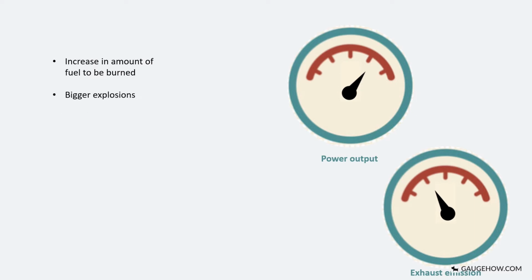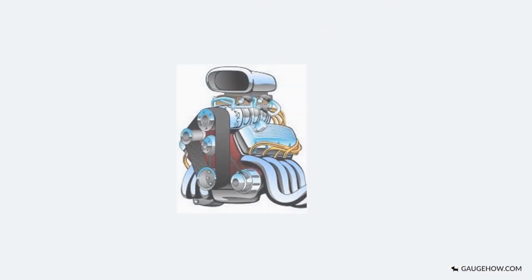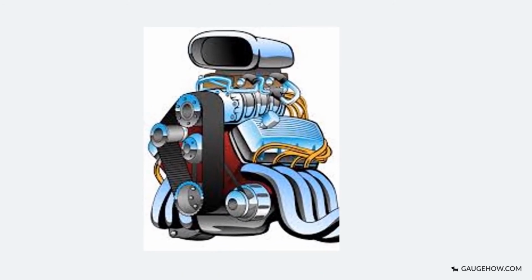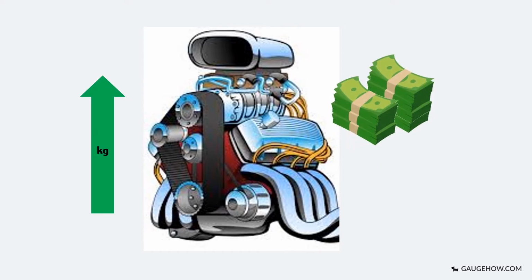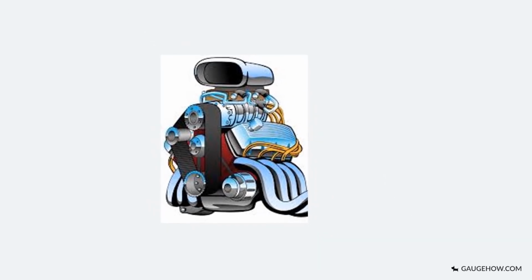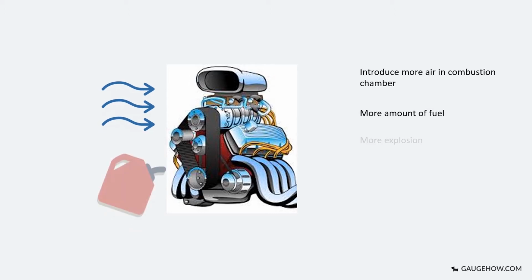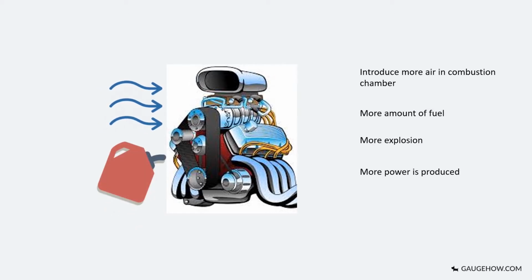To burn more fuel, one way is to increase the size of the engine. But as the engine goes bigger, it will weigh more, building costs will be more, and ultimately maintenance becomes tough. Another way to increase power is by making it more efficient with its regular size. This can be done by introducing more air into the combustion chamber. More air will require more amount of fuel, more explosion will occur, and hence more power will be produced.